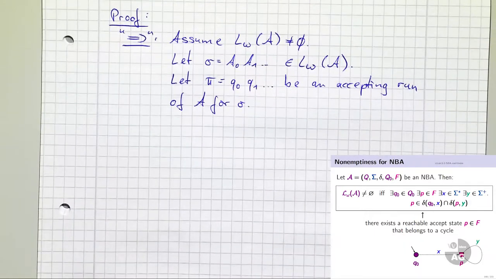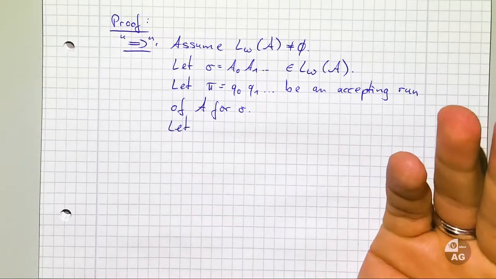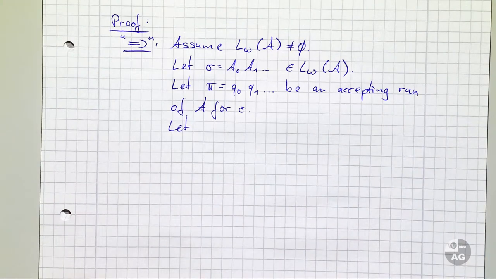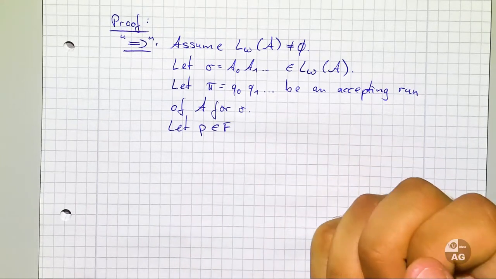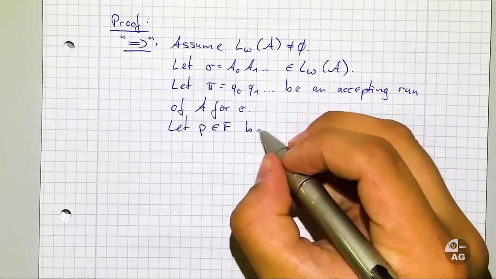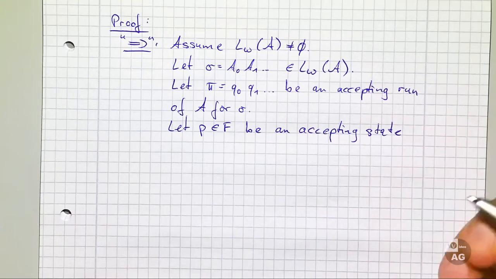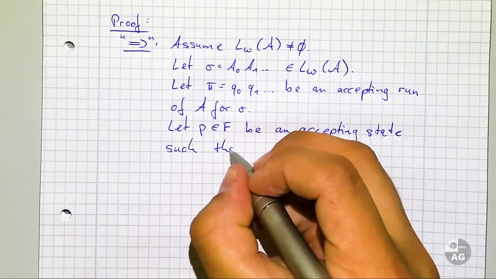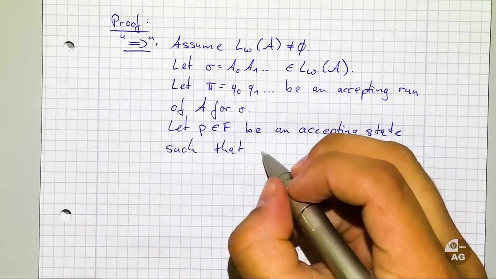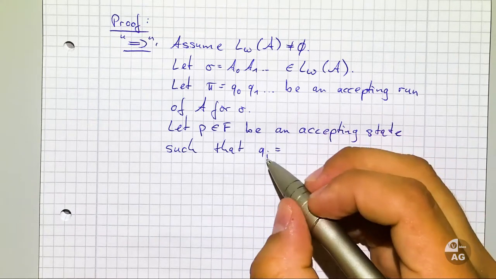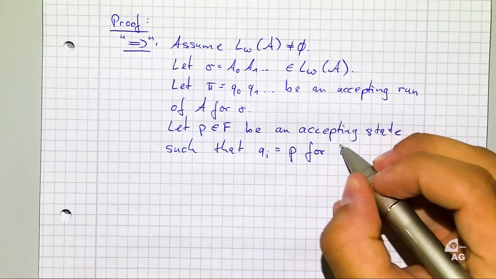So far, so good. Because this run is accepting, we know that it needs to visit an accepting state infinitely often. So let's write that down. We take some accepting state P such that this one accepting state that we chose appears infinitely often in the run pi, such that the run pi at position i, qi, is exactly this accepting state for infinitely many i.